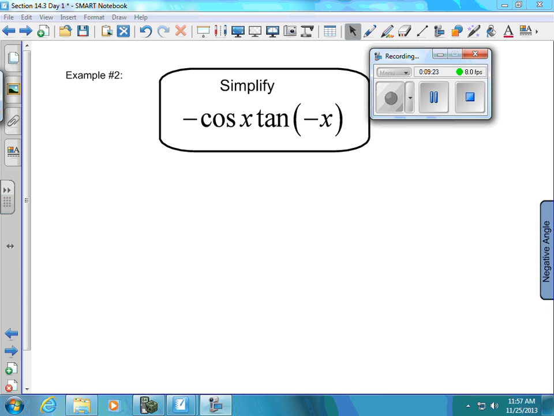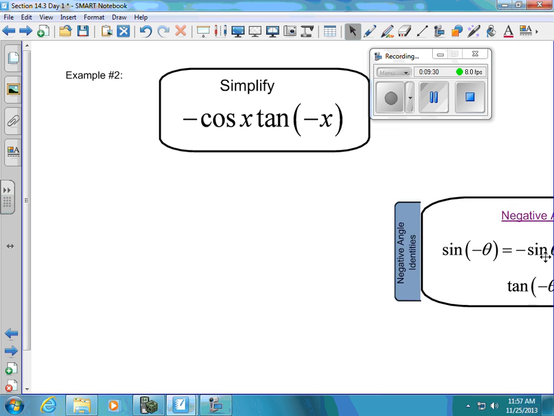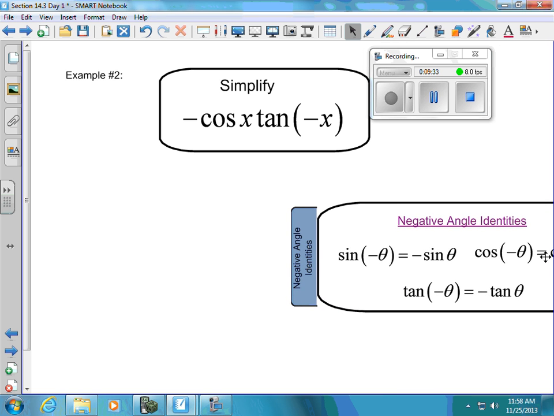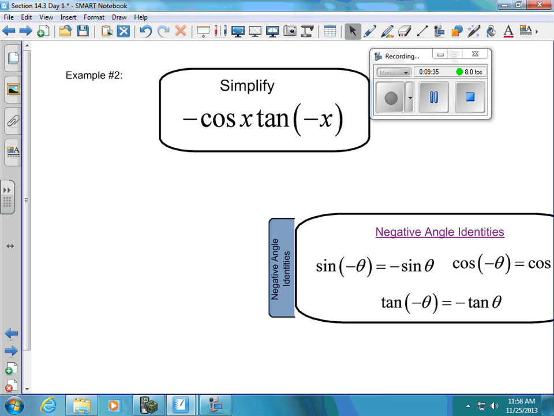Okay, the negative cosine of x times the tangent of negative x. Well, I would say this is probably going to be a prime candidate for negative angle identities. Tangent of negative theta is just the opposite of the tangent of theta, so we can start there. Minus cosine of x times negative tangent of x. Well, a negative times a negative makes a positive, so this would be positive cosine times the tangent of x.